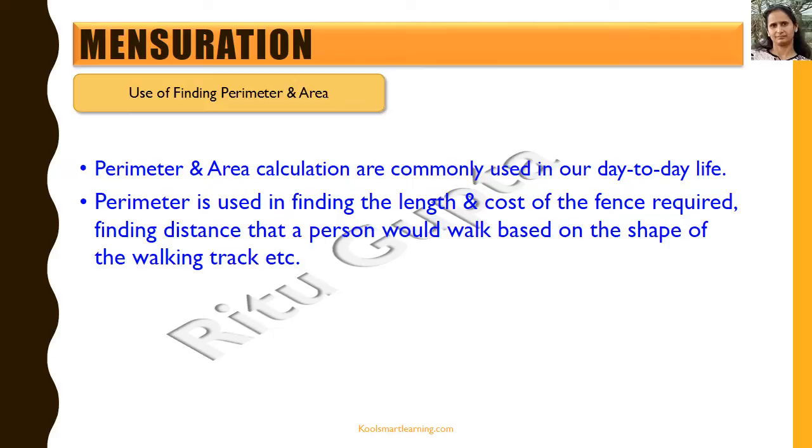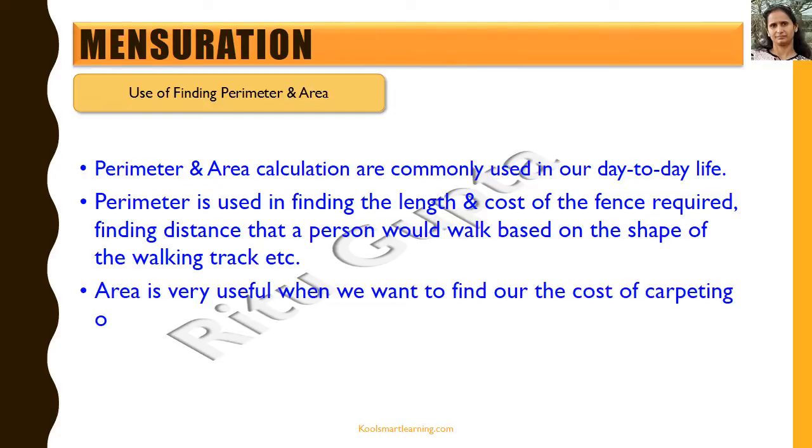And similarly, if there's a park and you take a walk in that park, if you can find out the perimeter of the park, you'll be able to find out how many rounds of that park you need to walk to be able to complete your planned distance. Say you plan to walk 1 kilometer, 2 kilometers, based on the perimeter you'll be able to decide how many rounds you want to take. So these are some of the basic day-to-day usages of perimeter.